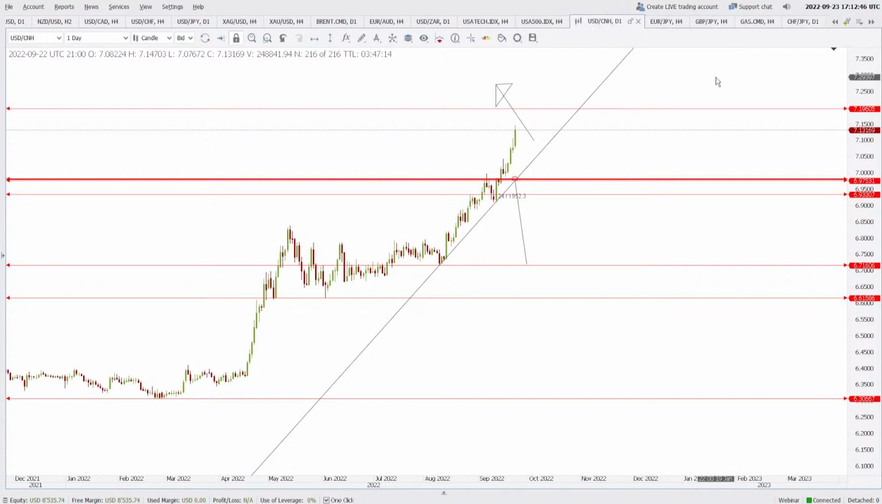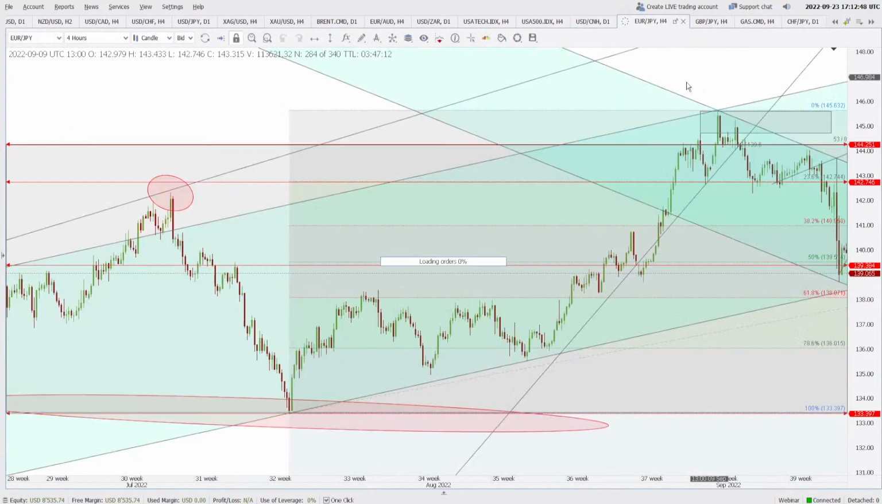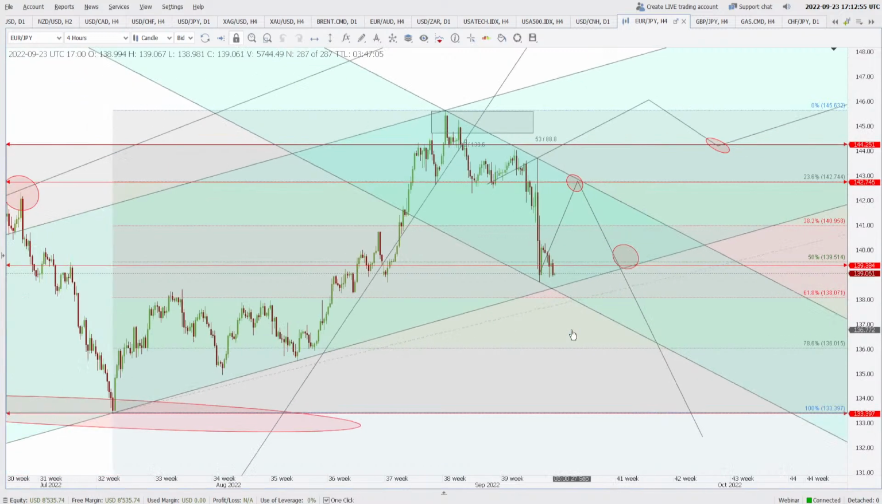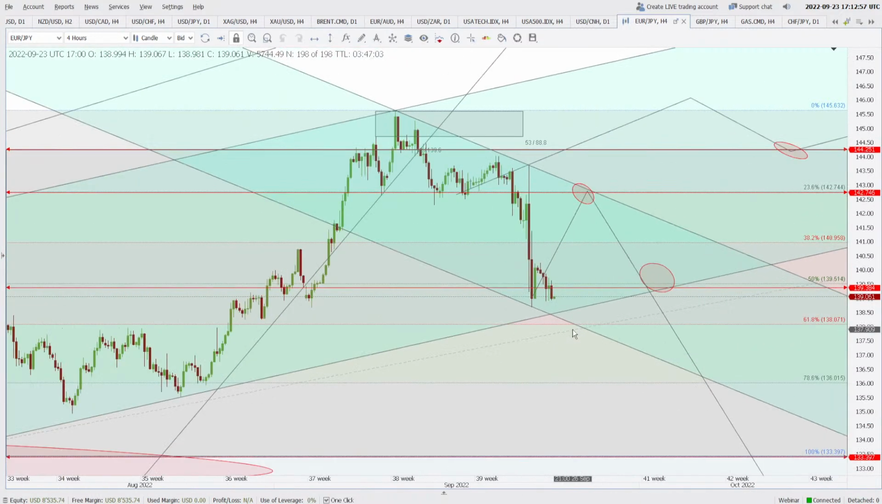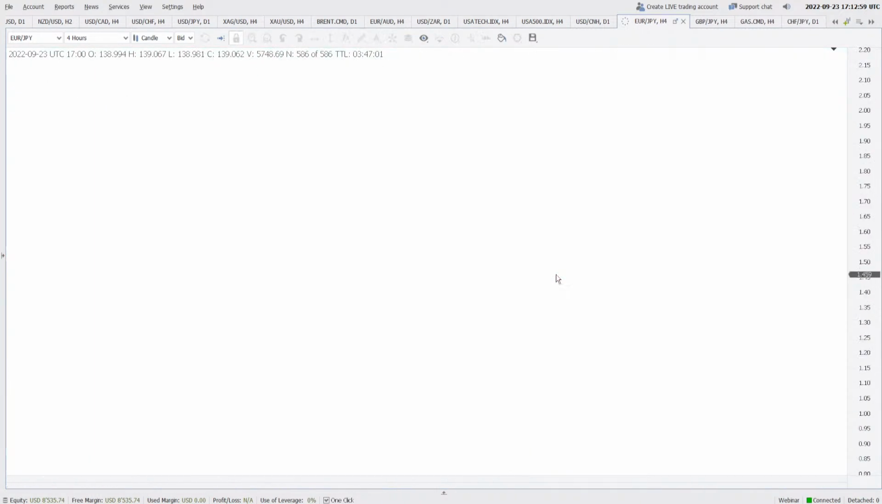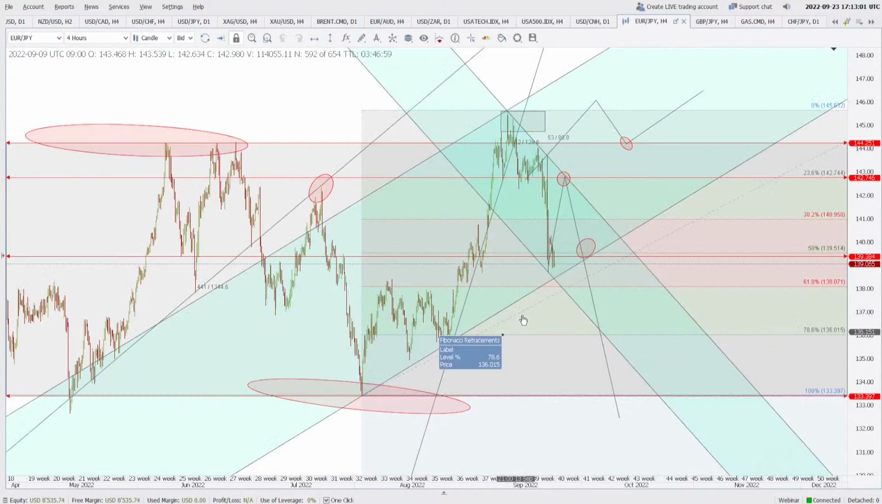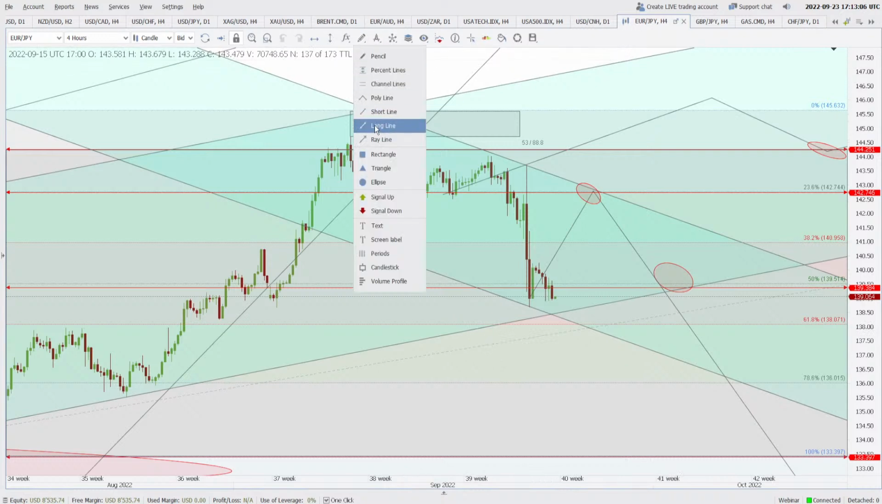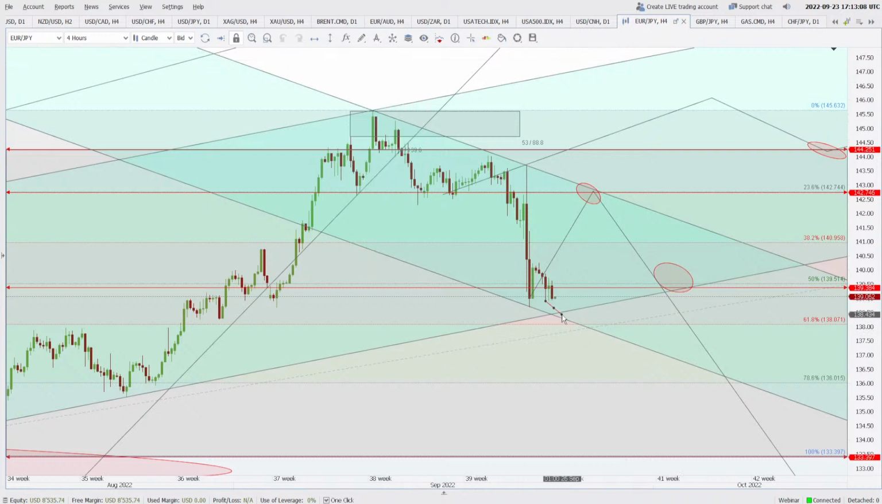All right, we have 4 more pairs to go. First is Euro JPY. Well, no surprises here. The price is still moving in the downtrending channel, at least on the 4-hour, and this downtrending channel is contained within the uptrending channel, which is the long-term channel. So whenever it happens, I think that the price will find some support in this zone.